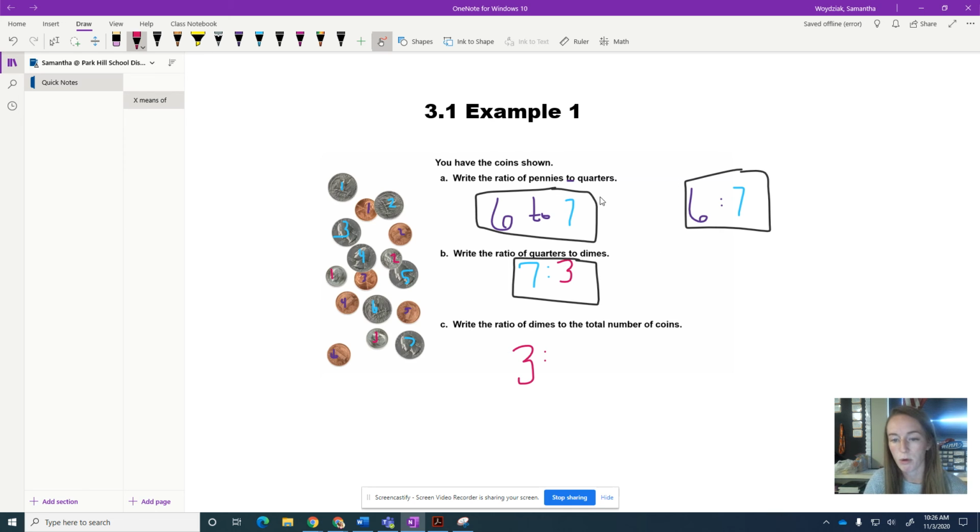So we could add up what we already know. I know that there are 6 pennies. I know that there are 7 quarters, and I know that there are 3 dimes, which then would be 16. But just to double check, I'm going to go ahead and count them off to make sure I have the right number. So I have 1, 2, 3, 4, 5, 6, 7, 8, 9, 10, 11, 12, 13, 14, 15, 16. All right, so the ratio of dimes to the total number of coins would be 3 to 16.